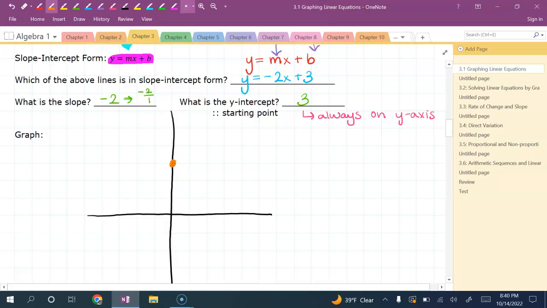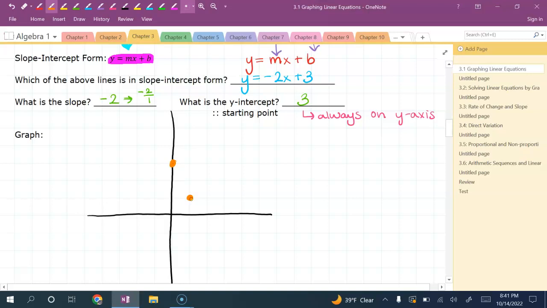Now your slope is what you use to help you graph the next point. So this slope is that negative 2 over 1. So from 3, we're going to go down 2 because of negative 2. And then the 1 is positive. When you have a negative slope, only one of those numbers in that fraction needs to be negative. So I already went down 2, and I need to go right 1, because right would be positive.